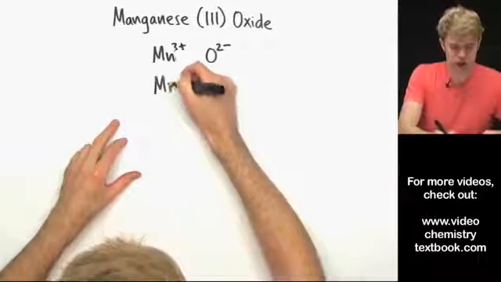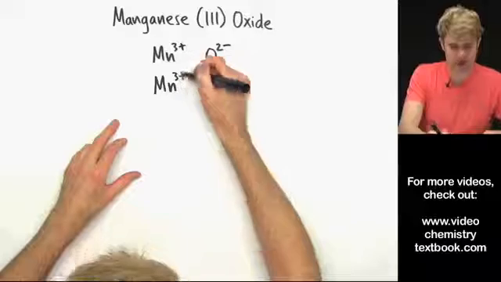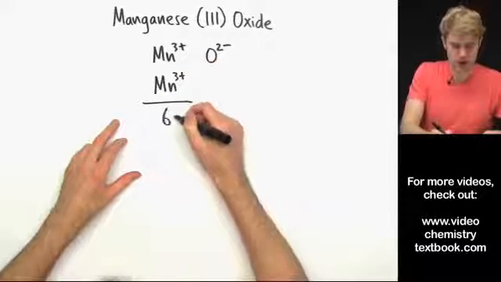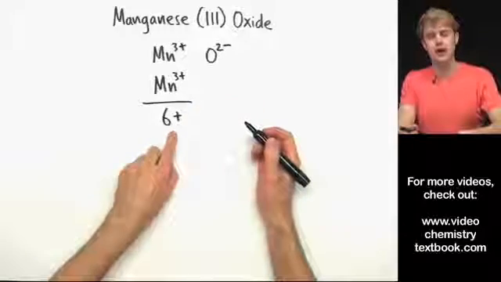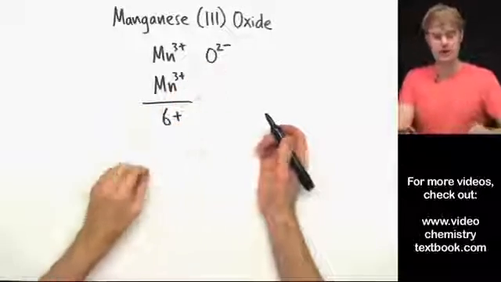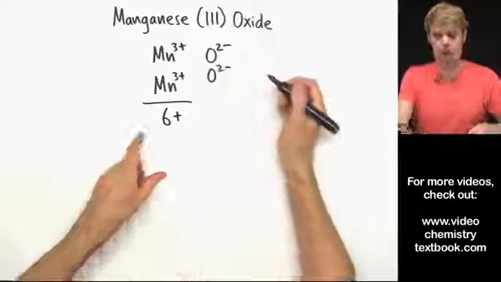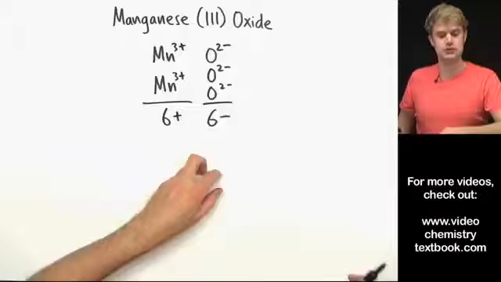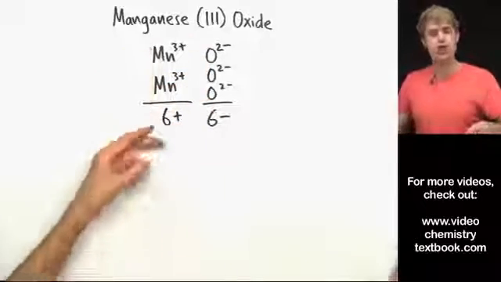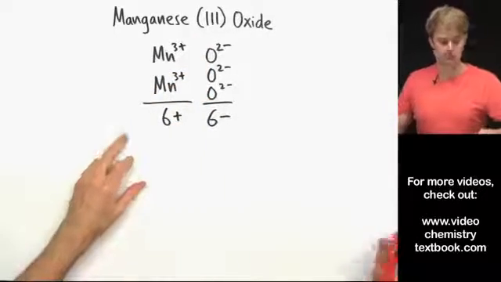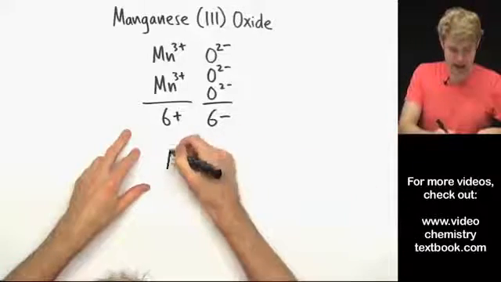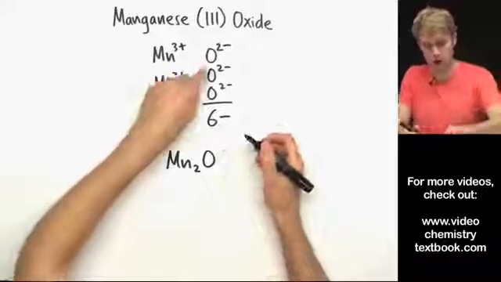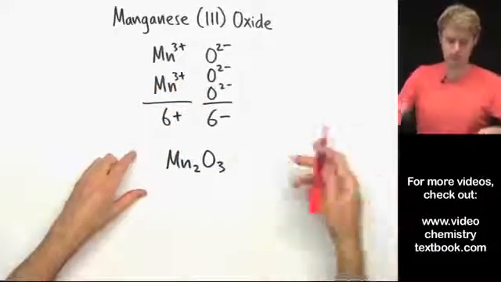To get the charges to balance, we add another one of these manganese, and now we have 3+ and 3+, so we have a total of 6+ on this side. And to balance that with the oxides, we add another for 4-, and then we add another for 6-. 3 oxides balance out 2 manganese 3+. So our formula is Mn. We got 2 of those, 2, O, 1, 2, 3 of those.